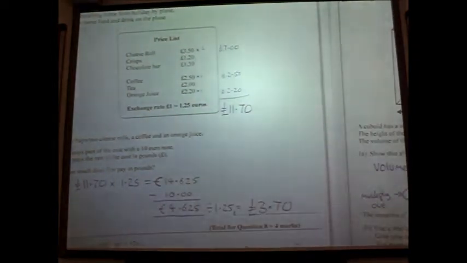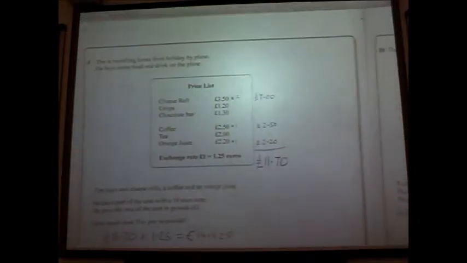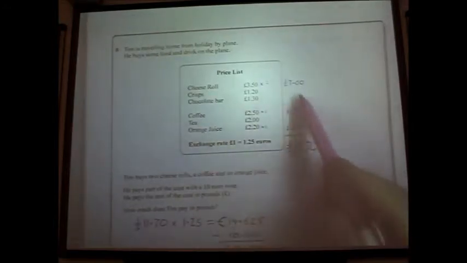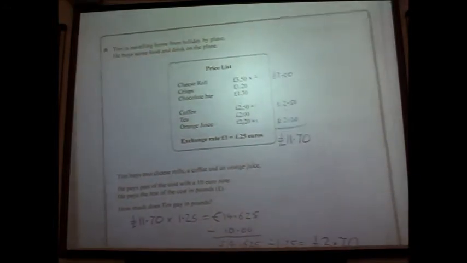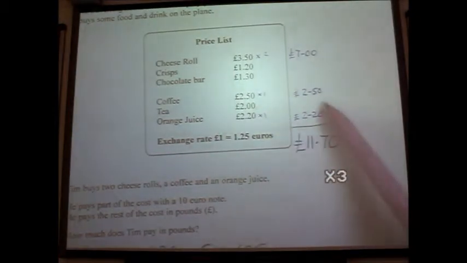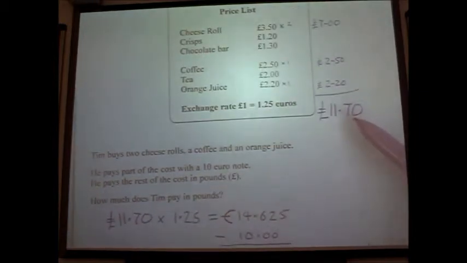Question 8. Tim is travelling home from holiday by plane. He buys some food and drink on the plane. Make a list of what he buys. He buys 2 cheese rolls, so that's 2 lots of £3.50 there. So that's £7 he spends on cheese rolls. He buys 1 coffee and 1 orange juice. So he spends £11.70. That's how much he spends.